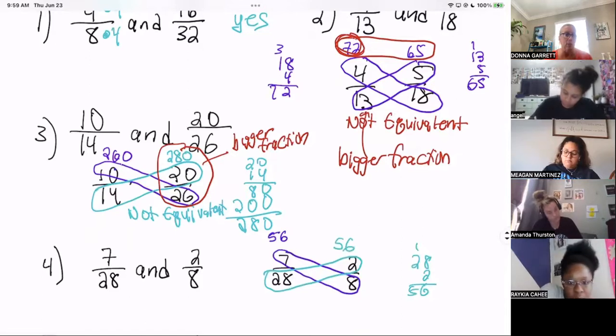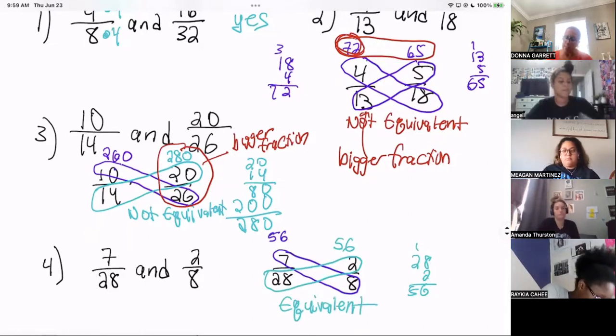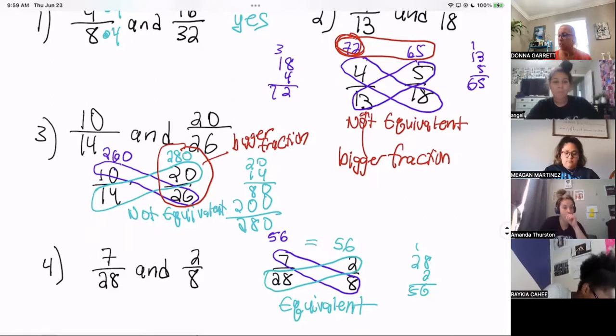Are they the same number? Yes, they are. They are equivalent. And because they're both 56, they're equal to each other. That's why they're called equivalent. They represent the same number, just in a different form. And that's how you do equivalent fractions. So there's a little section of that in the homework, but that's how you do it.